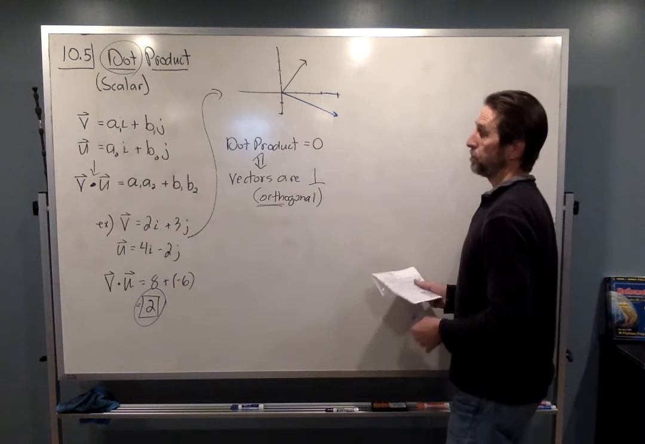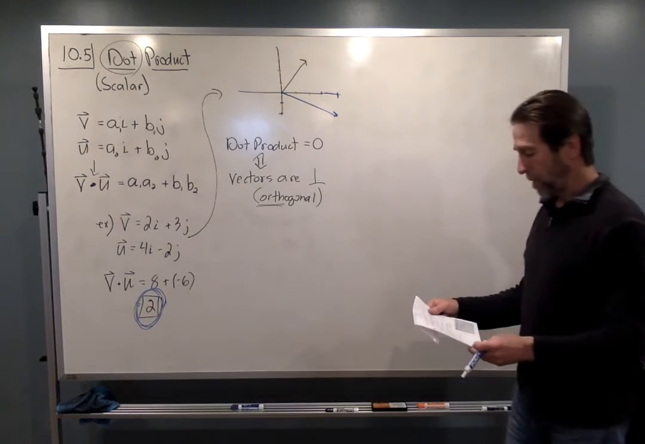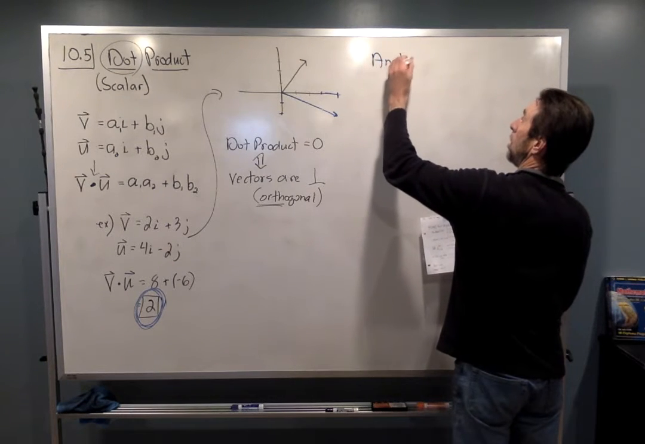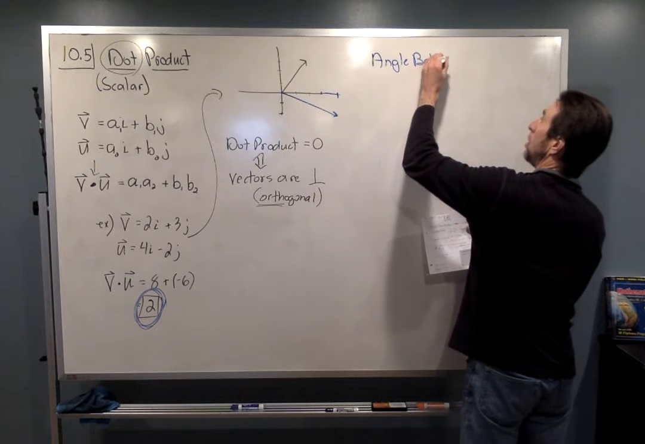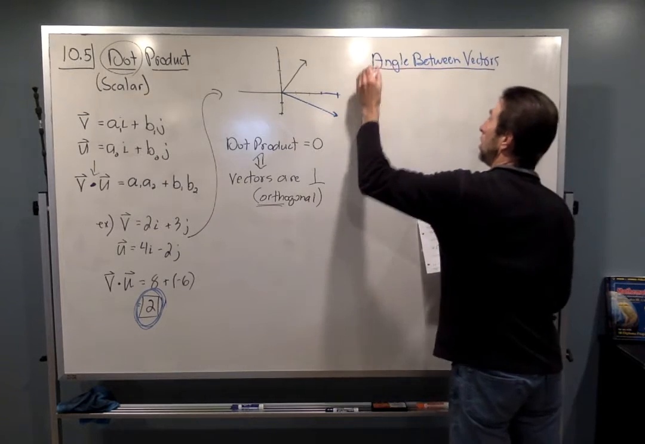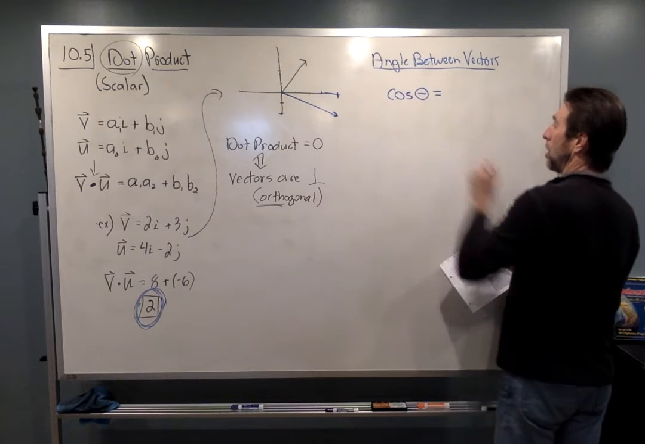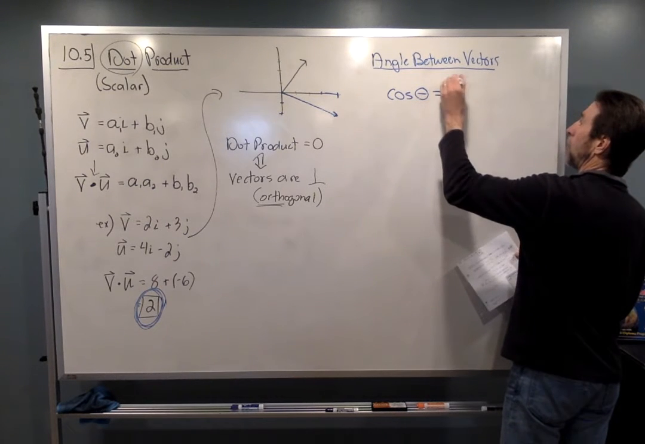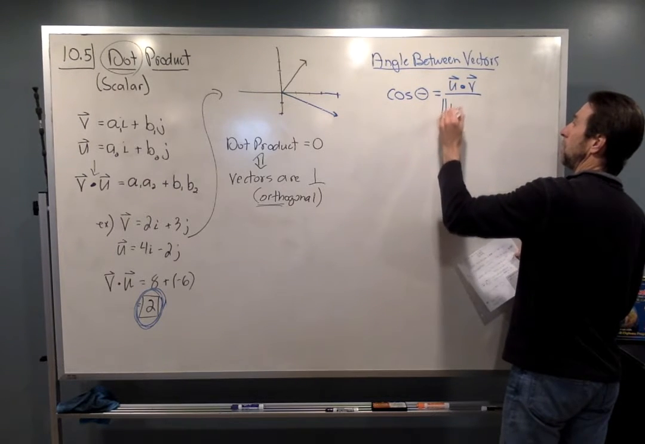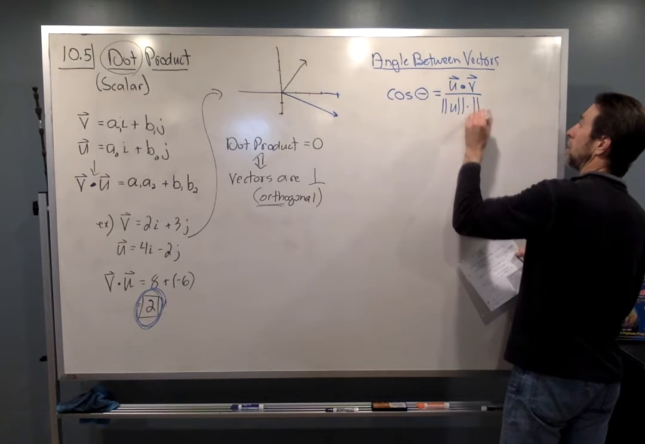Now, here's what else it can mean. Let's say it's not 0. Well, then we can find the angle between two vectors. Now, as far as the angle between two vectors, the cosine of that angle is going to be the dot product of the two vectors divided by the product of the magnitudes. And that's not a dot product, that's just a product.